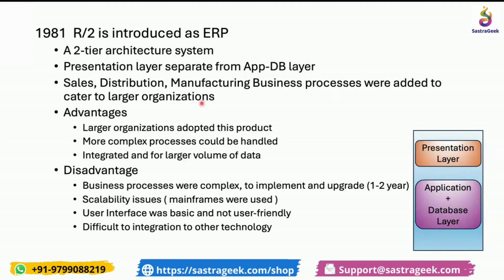And what came along with it was it enlarged the business audience that they had. So they went for sales, distribution, manufacturing business processes. So more large-scale organizations were adopting SAP. The advantage of large organizations taking up this product was more complex processes that the system could handle, and it could integrate the sales, finance, distribution, manufacturing, all of it. So there was more of an integrated solution that SAP was providing, which could be used by more organizations.